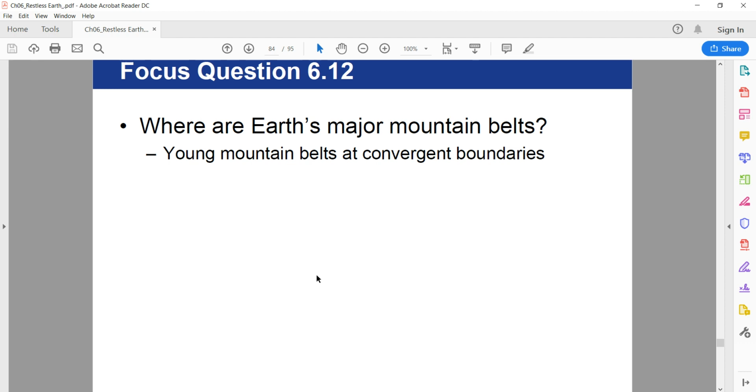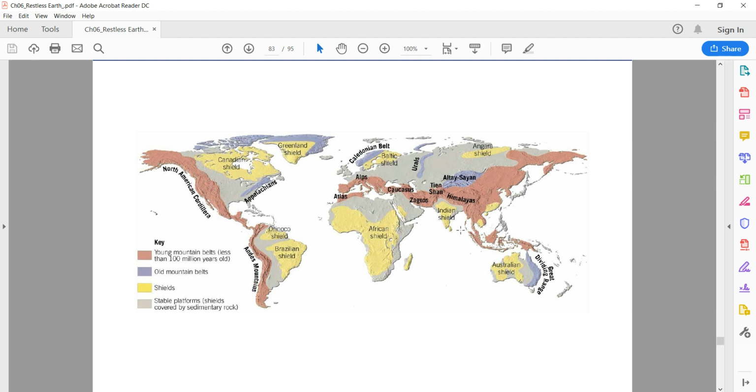Where are Earth's major mountain belts? Young mountain belts are at convergent boundaries. Most or all of the mountain belts that we will look at today are at convergent boundaries. So remember, plate boundaries can be of three different types: divergent boundary, convergent boundary, and transform plate boundary. All of the mountains that we will look at today are at convergent plate boundaries.